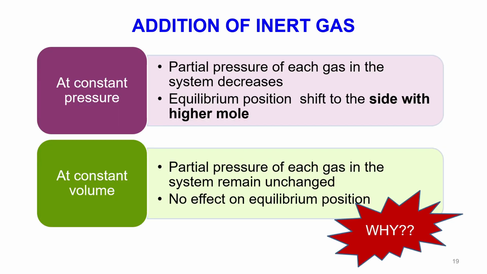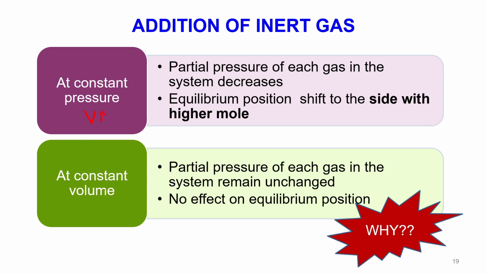Okay, so addition of inert gas. Addition of inert gas dia ada dua condition. Yang pertama sekali at constant pressure and constant volume. Okay, kalau kita masukkan at constant pressure, volume will change. Jadi bila volume will change, partial pressure of each gas in the system decreases. Thus equilibrium dia akan shift to the side with higher mole. Okay, bila constant pressure, volume will increase.